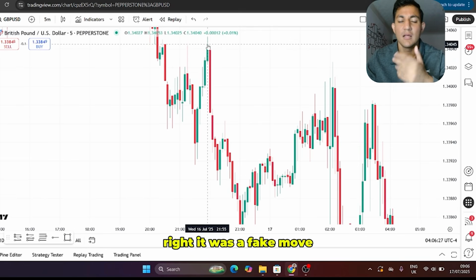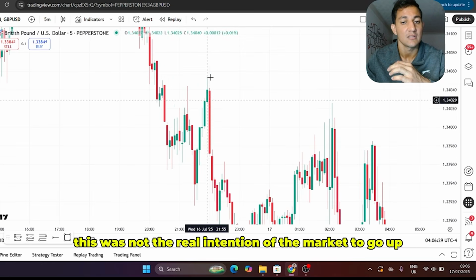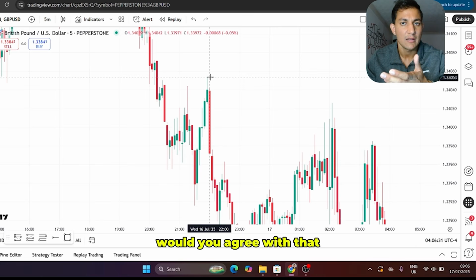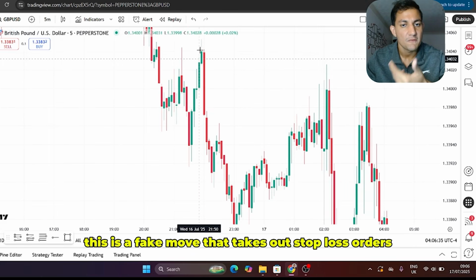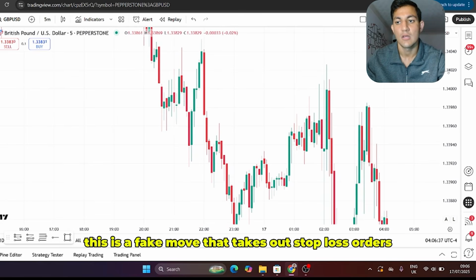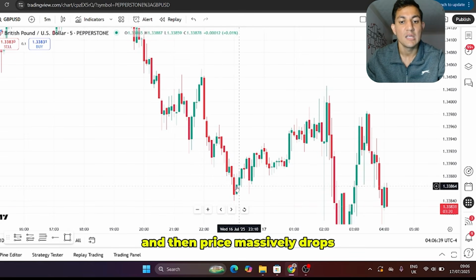It was a fake move. This was not the real intention of the market to go up. Would you agree with that? Hopefully that's pretty obvious and making sense. This is a fake move that takes out stop loss orders, and then price massively drops in the opposite direction.